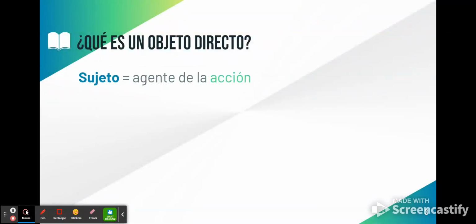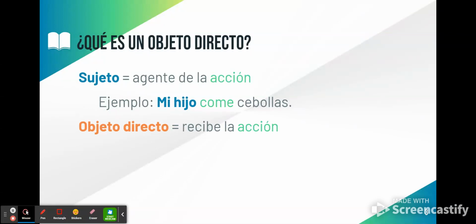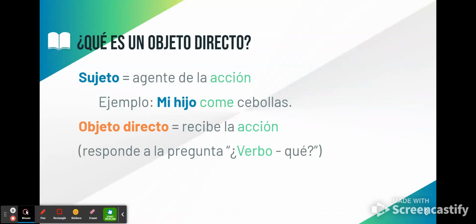En español, same thing, but in Spanish, el sujeto es el agente de la acción. Por ejemplo, mi hijo come cebollas. Come es el verbo, es la acción. ¿Quién come? Mi hijo. Mi hijo es el sujeto. El objeto recibe la acción directamente. Responde a la pregunta, ¿verbo qué? ¿O qué verbo? Mi hijo come cebollas. ¿Qué come? Cebollas. Cebollas es el objeto directo. Ok.